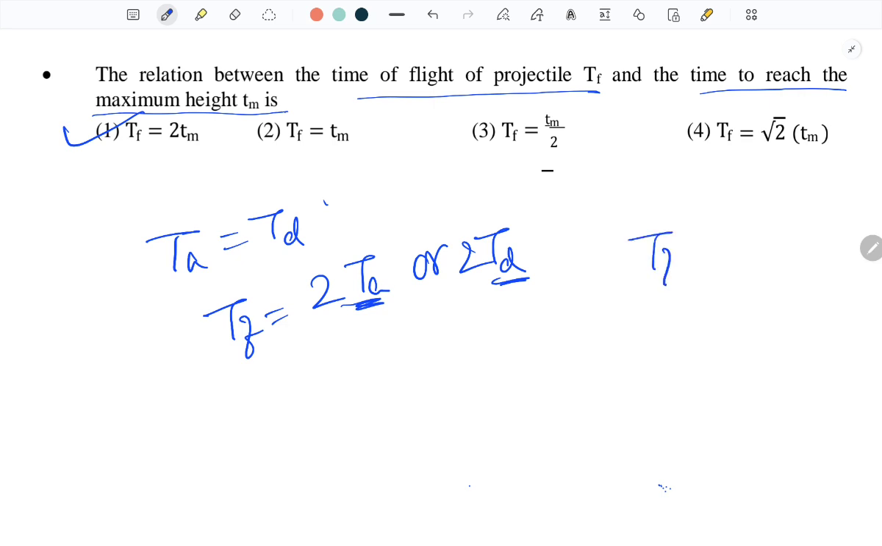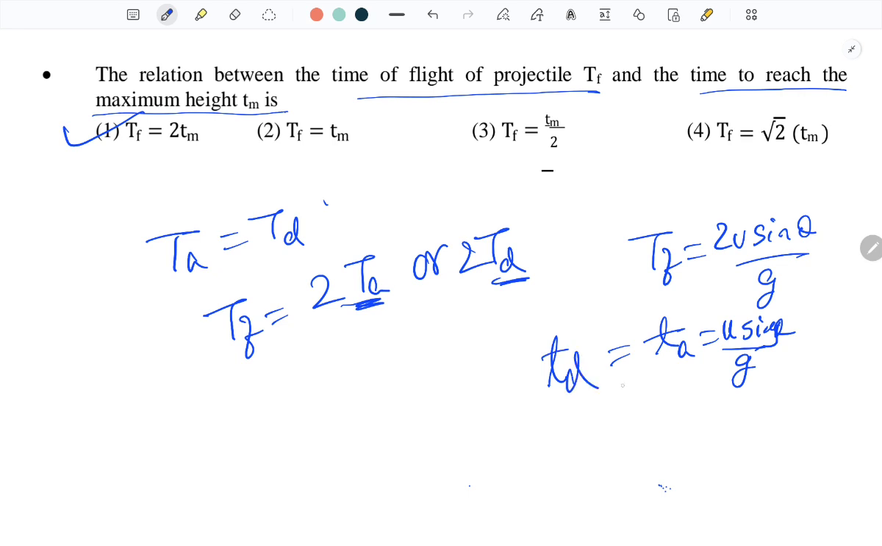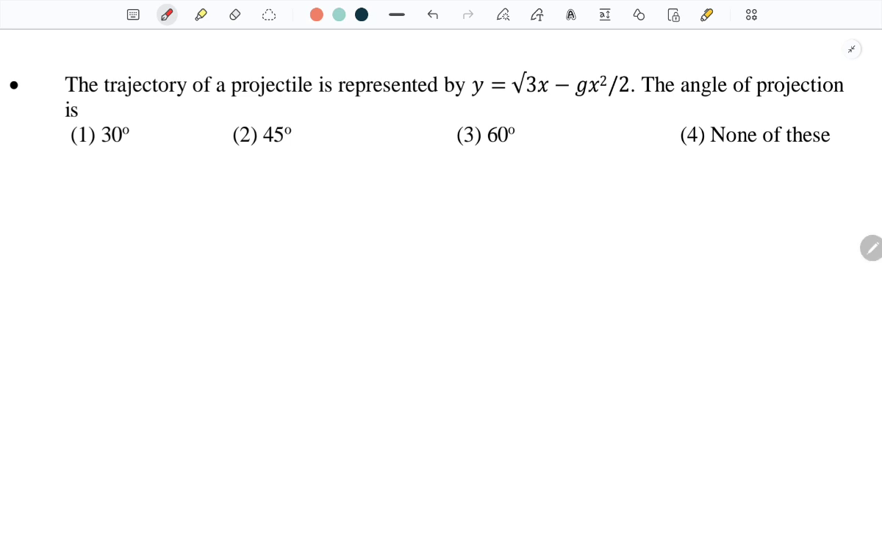So we can understand Tf is equal to 2u sin theta by g is the formula. If you say time of ascent, we get u sin theta by g. Similarly, Td will be also the same thing. Just to make you remember the formulas I am telling, the simple clear-cut logic is Tf is equal to 2 times Tm. Okay, let's move on to the next question.